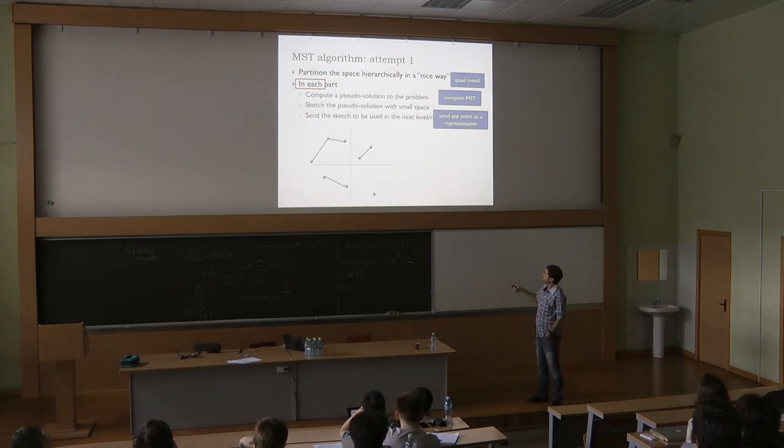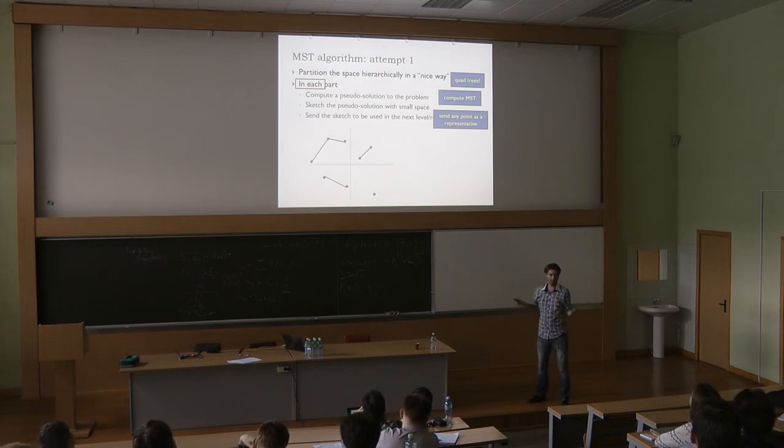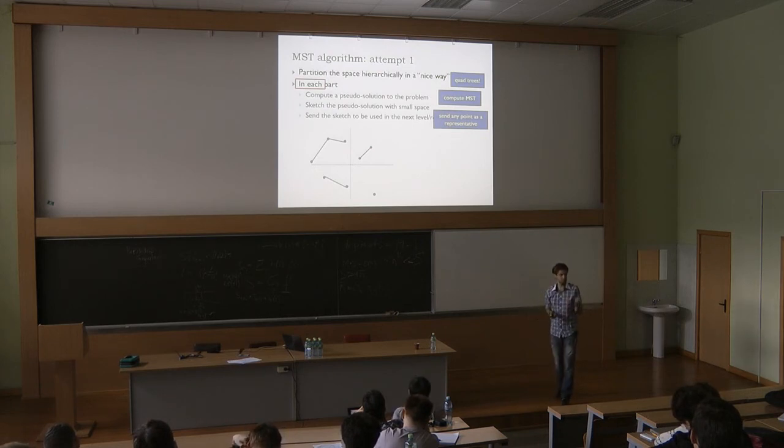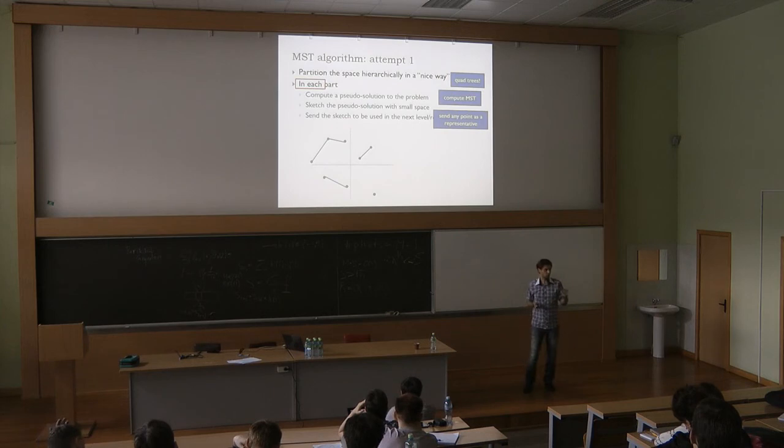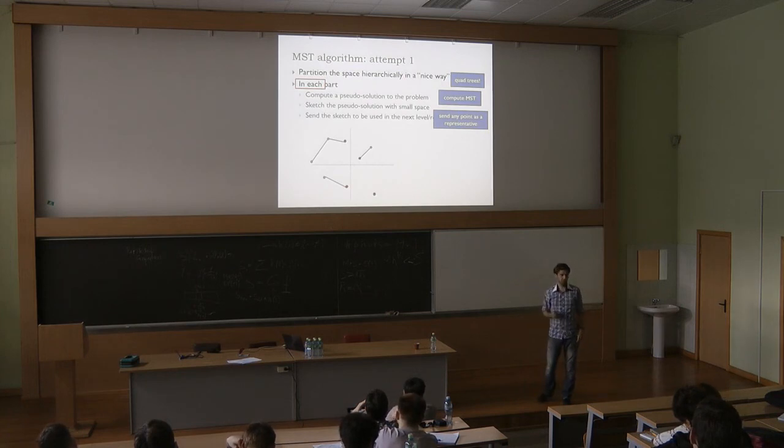Now we need to sketch the solutions. There will be another machine that will try to connect all these minimum spanning trees together into one big minimum spanning tree. We cannot send to it all the solutions here because this will take too much space. The total number of points is n, and we need one machine. So we'll sketch the pseudo solutions here. How do we sketch? Well, I need to connect this tree to the other stuff. What I'll do is tell you one point from my set of points to be connected to the next level. So let's say these red points are chosen as the representatives.